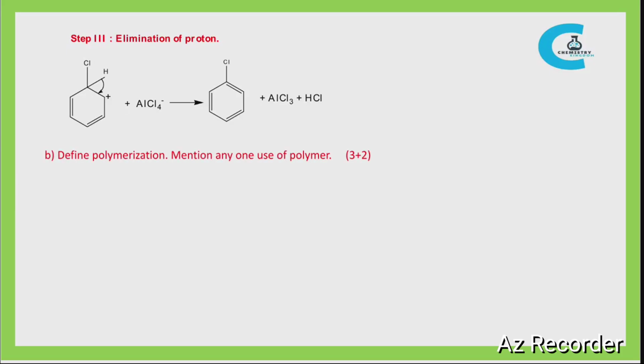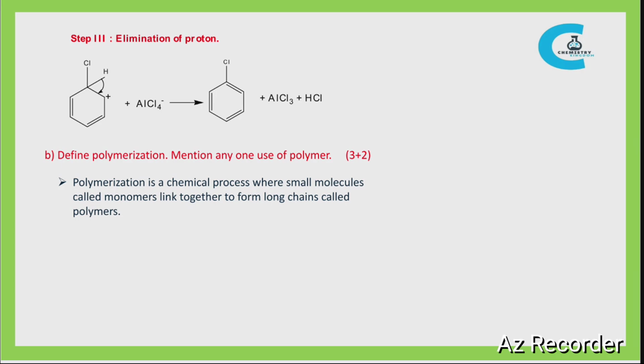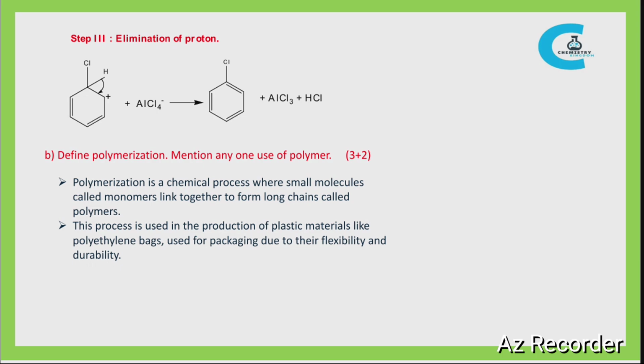Polymerization is a process in which small molecules connect together to give a larger molecule. The best example is to prepare plastic bags and all things, polythene papers. Plastic materials like polyethylene bags are used for packaging due to their flexibility and durability.